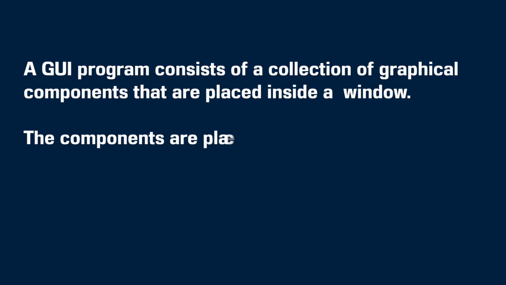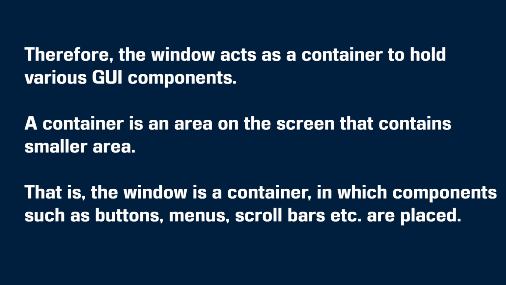A GUI program consists of a collection of graphical components that are placed inside a window. Therefore, the window acts as a container to hold various GUI components. A container is an area on the screen that contains smaller areas. That is, the window is a container in which the components such as buttons, menus, scroll bars, etc. are placed. Fine. How can we do GUI programming in Python?